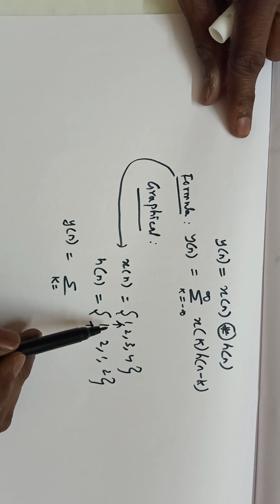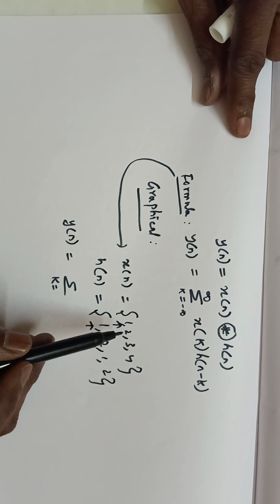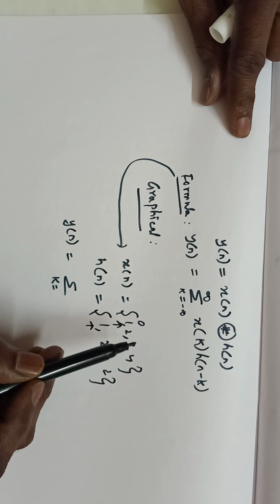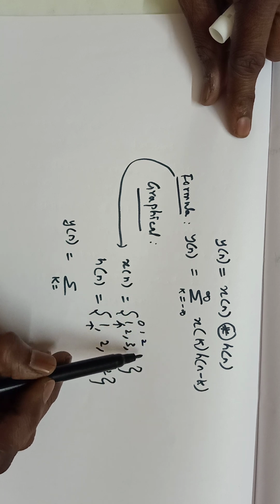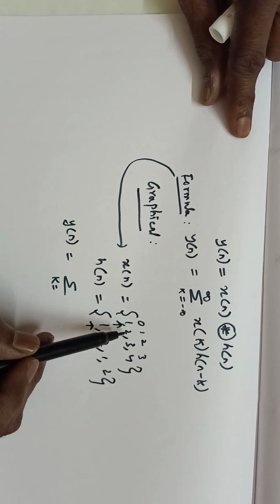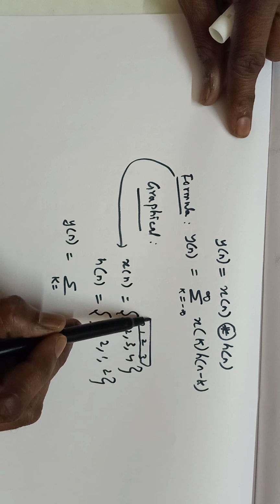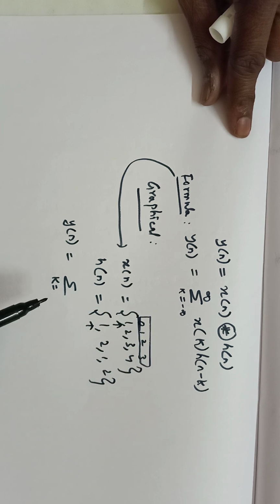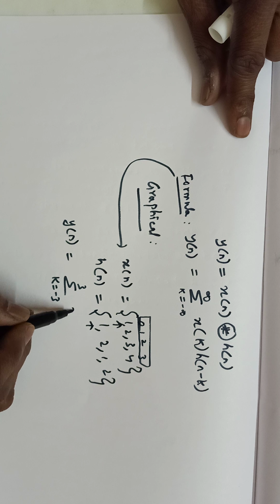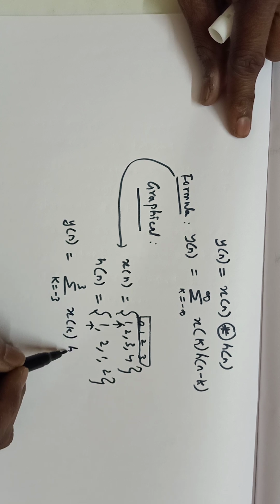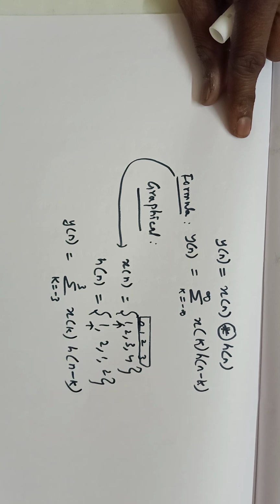So what finite value should we take? Here the signal is ranging over 0 1 2 3, starting from the origin. So 3 is the last sample, so we can take k from minus 3 to plus 3. So it covers all the values. This is one of the ways we can restrict unwanted computations. So x of k into h of n minus k.